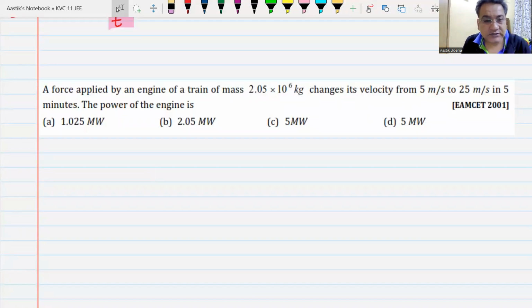Here comes the third one. A force applied by engine of a train whose mass is 2.05 into 10 raised to the power 6 kg changes its velocities from 5 meter per second to 25 meter per second in 5 minutes. It has taken some time. What is the power of the engine? What is the power that is developed by the engine?